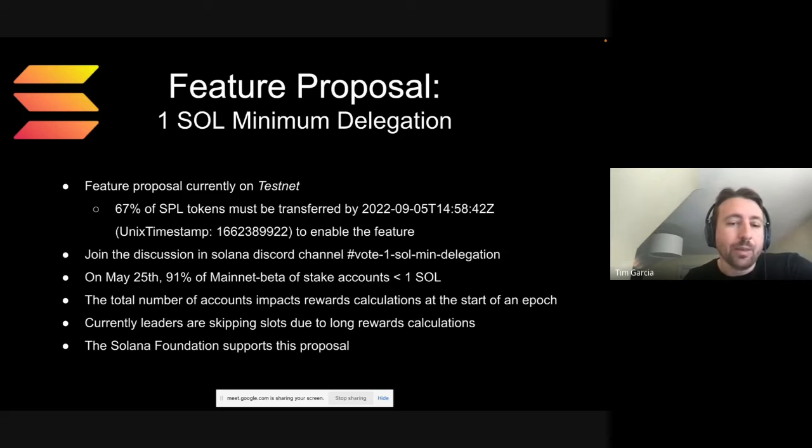At the same time that proposal is happening on testnet and then in the future on mainnet, there's also an investigation of long-term, how can we solve this problem so that it doesn't impact epoch boundaries. We could potentially spread that calculation out throughout the epoch. But that's a more longer-term fix. The shorter-term fix that we want to get in as soon as possible is limiting this to only delegations that are 1 SOL or more.